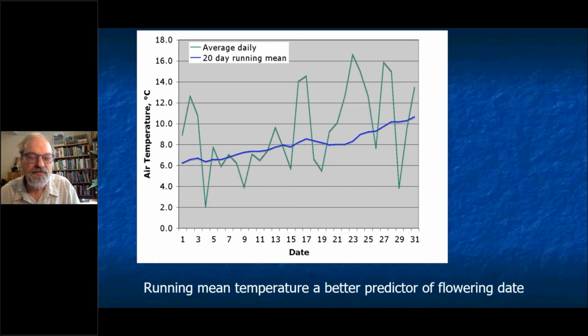Here's an example. Here's a daily temperature in green. So it's going all over the place, and you can't really predict things very well. But if you do a 20-day running mean average, then you see this very clear pattern. You can visualize that it's accumulating energy over time. And at a certain point, the plant is going to say, okay, there's enough energy now. There's been enough in the atmosphere over time. Now is a pretty good time to start growing, and I'll put out leaves and hope that it doesn't snow the next day.